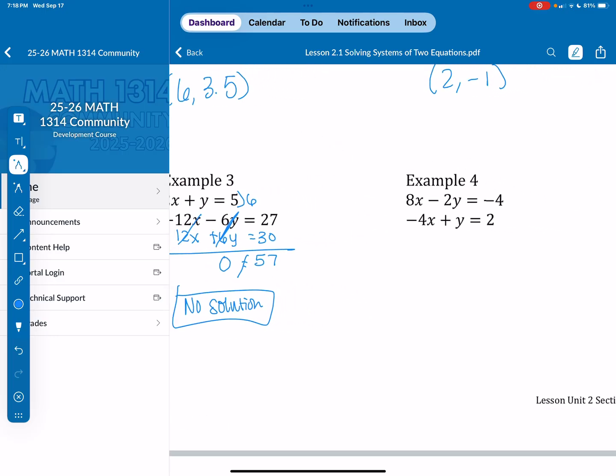Okay. So again, because it is not a true statement, it would be no solution.